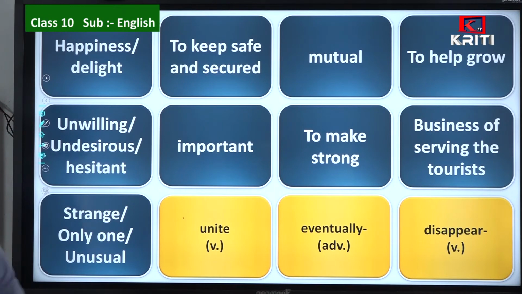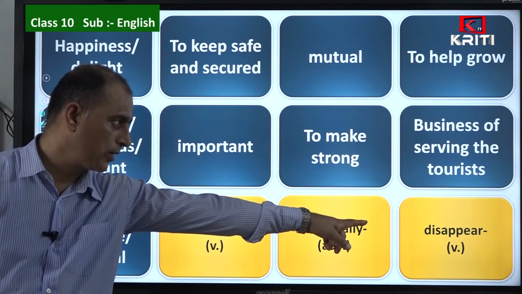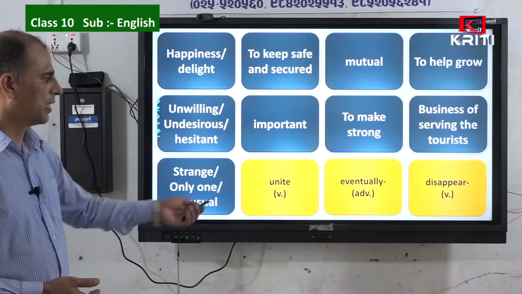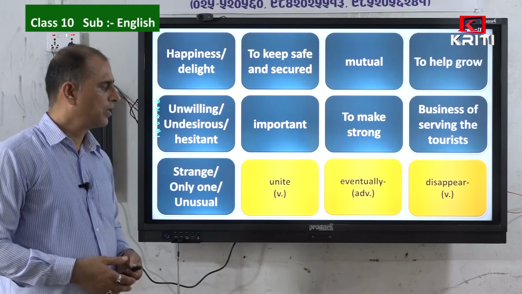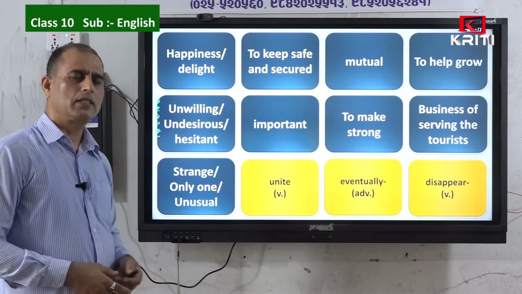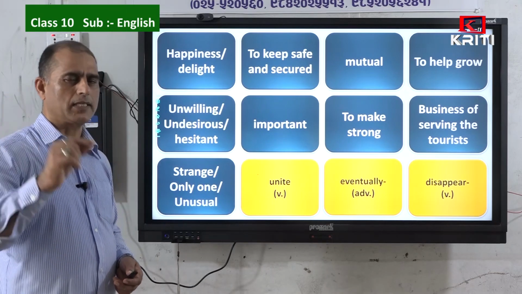Now, the next word is disappear. Disappear is a verb in form. Appear means to be seen. Disappear means to be hidden, to vanish out, to go beyond the sight. Appear and disappear. Disappear means to vanish away. Eventually is finally. Unite is to integrate.